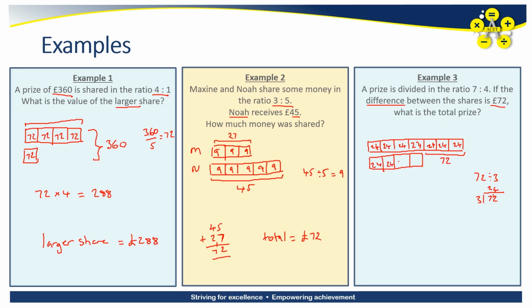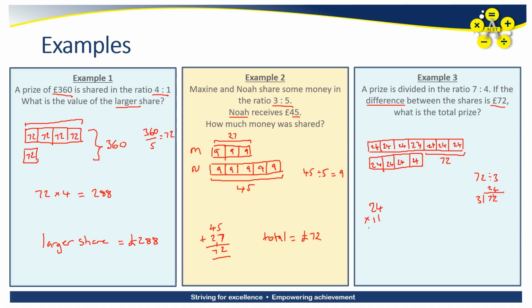So I'm just filling them all in to help me illustrate what's happening here. So I can use that again to go, well, what does the first share equal? Well, it's going to be those 7 lots of 24. The second share is going to be 4 lots of 24. But I'm interested in the total prize. So what I'm actually doing here is 24 times 11, 24 multiplied by those 11 different parts.